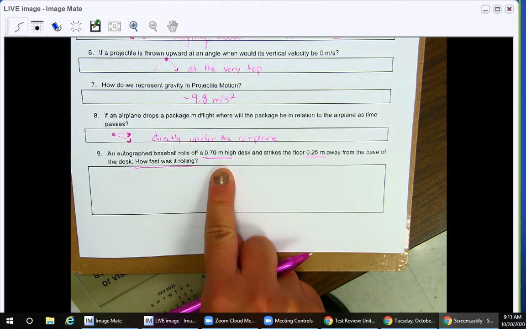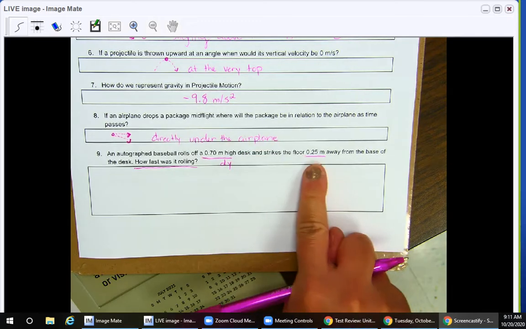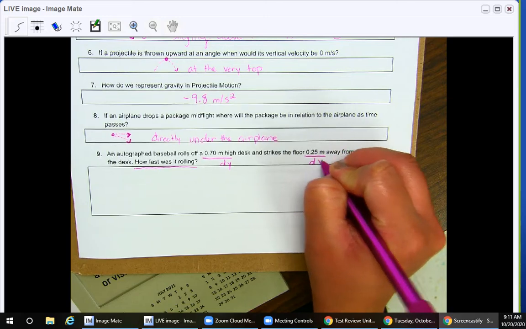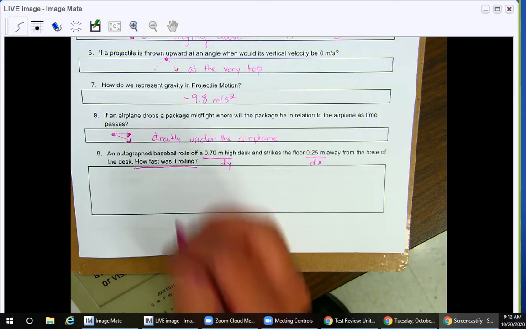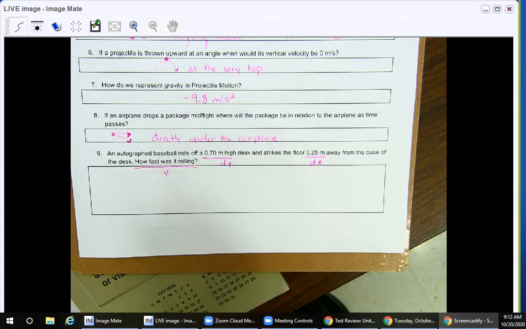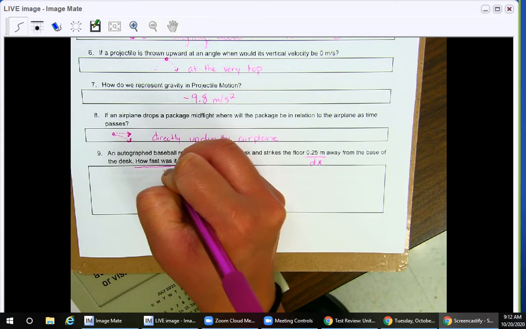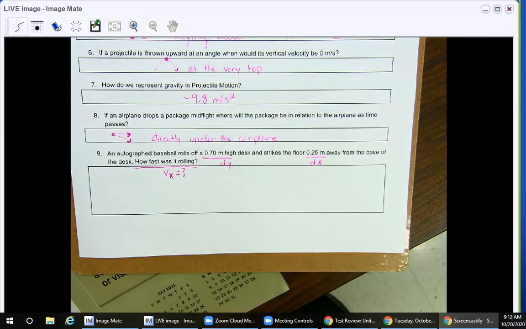So if it's 0.7 meters high, that's our vertical distance, that's our dy. If it strikes 0.25 meters away, that's our horizontal distance, dx. And we're looking for how fast it was rolling, so we're looking for our velocity. And I said before, we're always going to be looking for one specific velocity. We're always going to be looking for Vx, never Vy. And that's because initial Vy is always 0. So we're always just going to be looking for Vx.